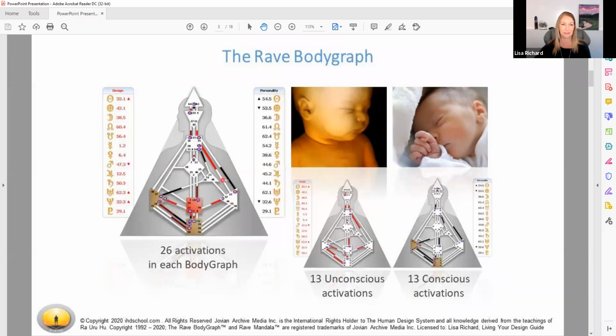Then you're going to have some black lines, some red lines, and some checkered lines. Those all mean different aspects. It relates to whether something is conscious for you or unconscious, or in the case of those checkered lines, a combination of both. Sometimes you're aware of it, sometimes you're not. But how was that created?